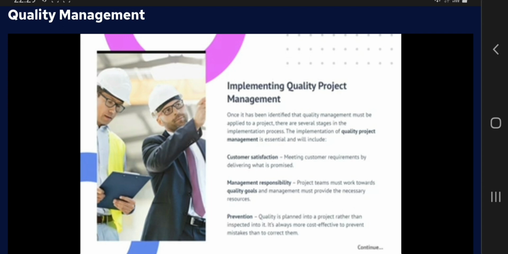Prevention. Quality is planned into a project rather than inspected into it. It's always more cost-effective to prevent mistakes than to correct them.